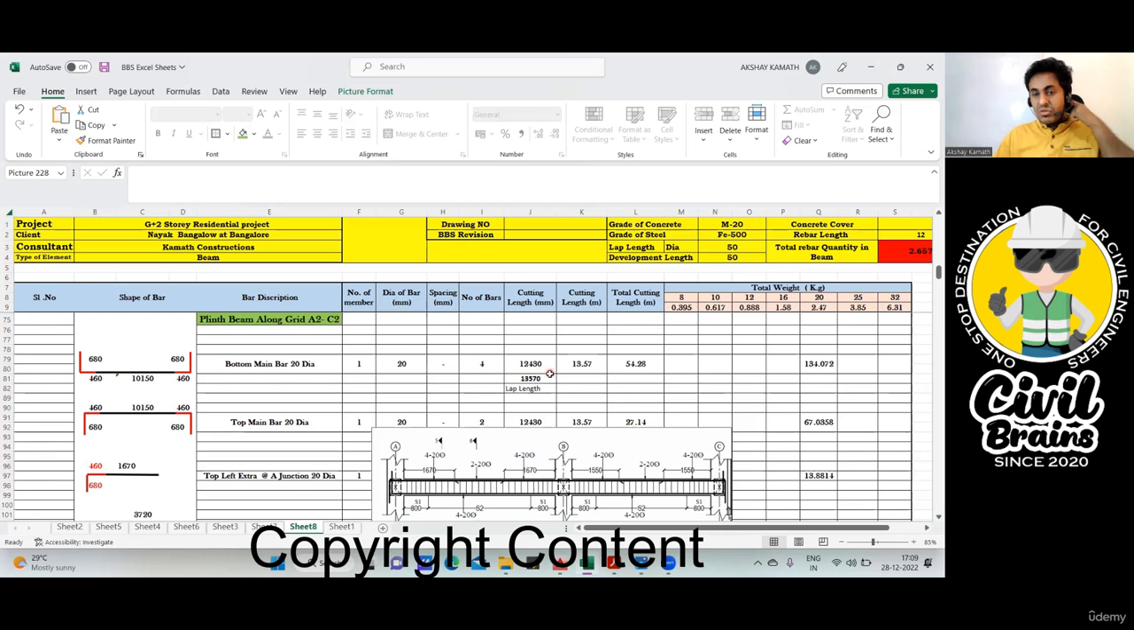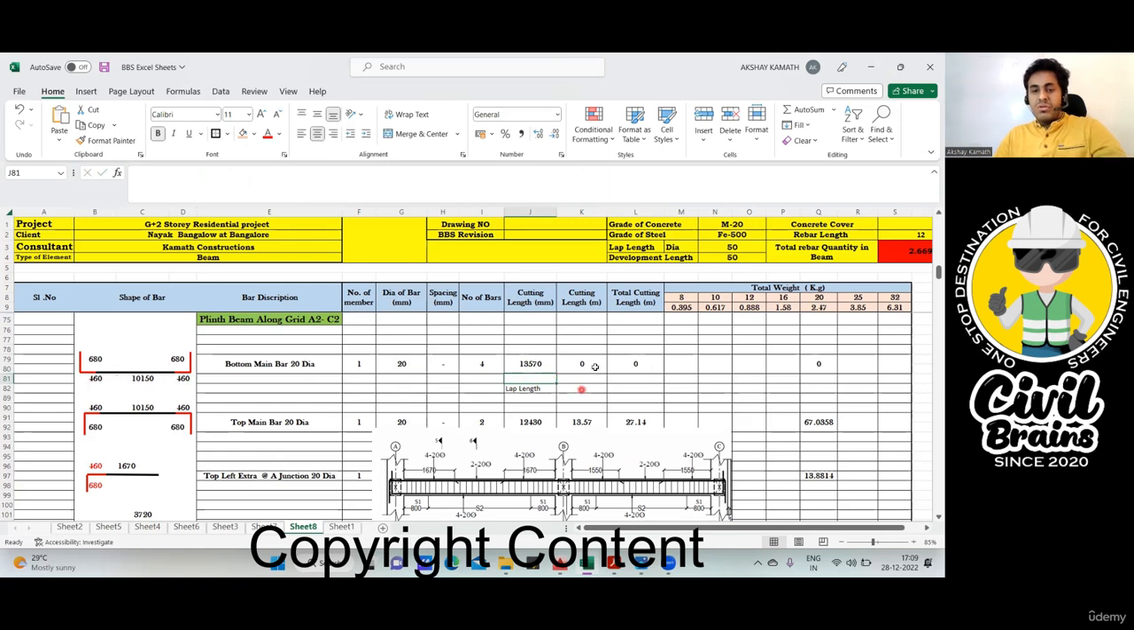Now again you see here, once I found the cutting length, this is the cutting length I added for this. It has come to 12,430 mm, which is greater than 12 meters. So I need to add one lap length. So what I'll do, I'll say plus, open the bracket, 57 into the diameter of the bar. So it is 20 diameter. I'll close the bracket. Fine. So this is my actual length.